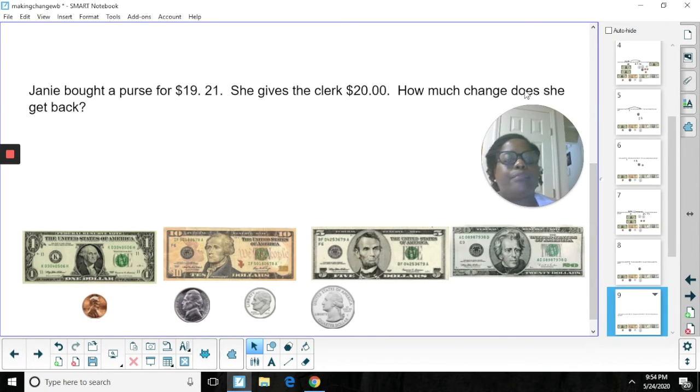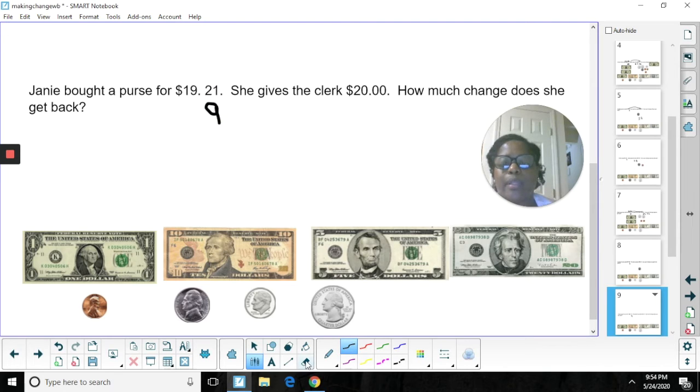Okay. So it says here, Janie bought a purse for $19.21. She gives the clerk $20. How much change does she get back? So what are we going to do? We're going to determine what the coins are going to be first. We have to determine what number I can put right here that's going to equal 10. What number am I going to put here? Did you say 9? If you did, you were right.